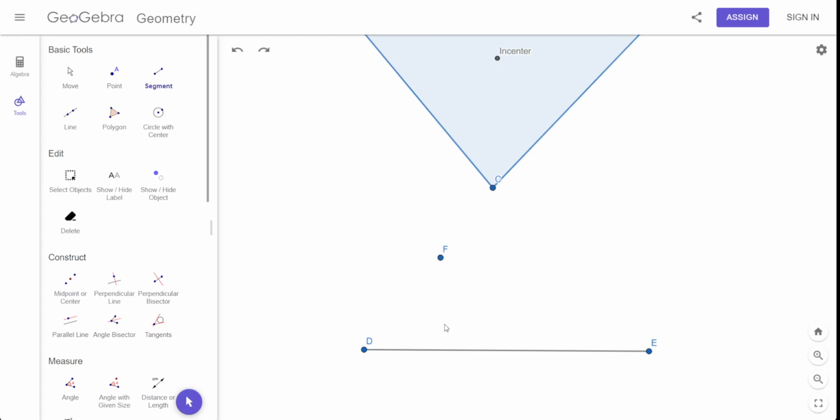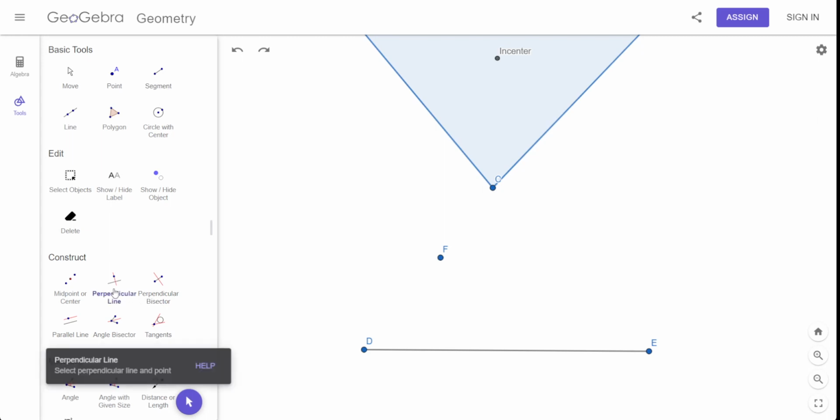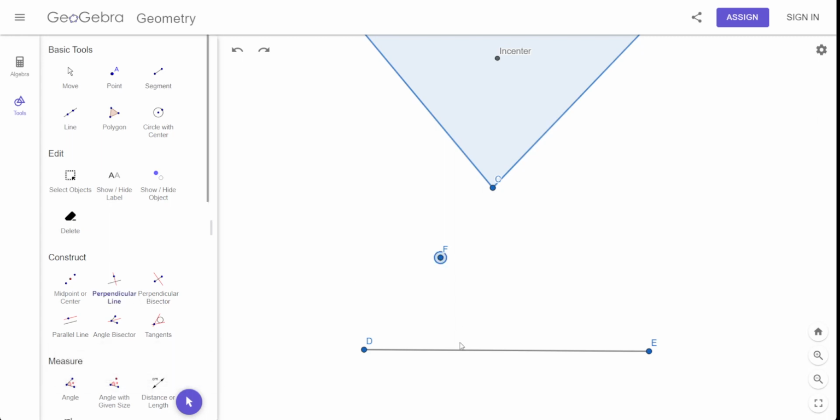I'm going to get rid of that, and I actually have a perpendicular line tool. I can click from this point, and I can click anywhere on this line segment right here. Boom, it made a perpendicular line. Do you see that? So what is the distance though? Is it the whole entire line?